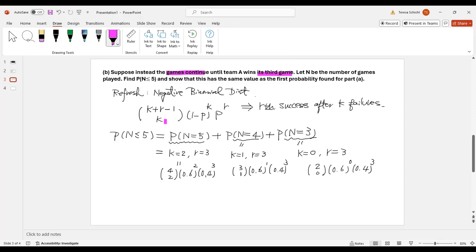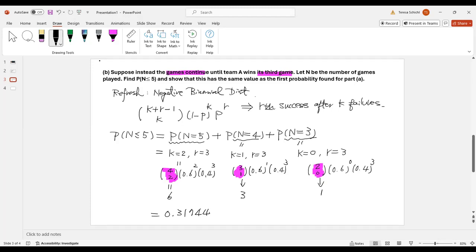Let me show you here. For the combinations, 4 choose 2 is 6, right? 3 choose 1 is 3, and 2 choose 0 is 1. Of course, you can put it into your calculator. When you input it into the calculator, you will get the same number, 0.31744.